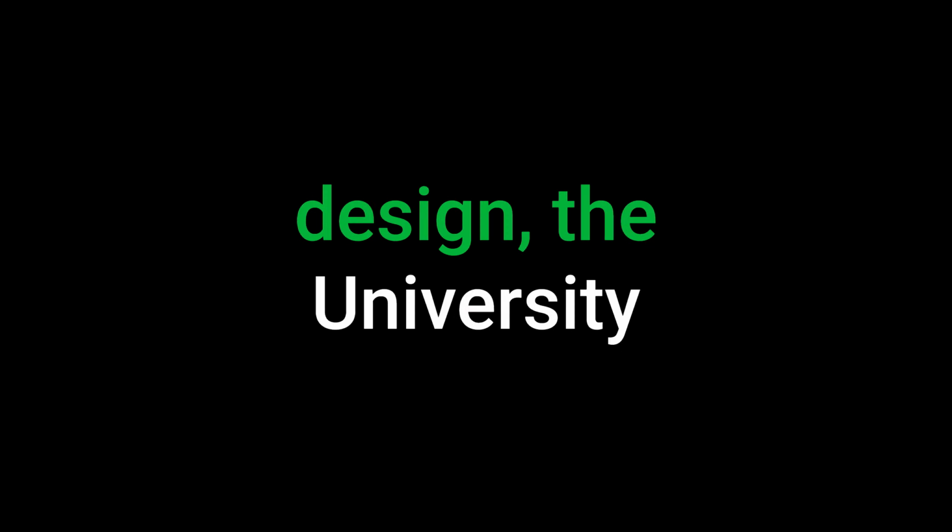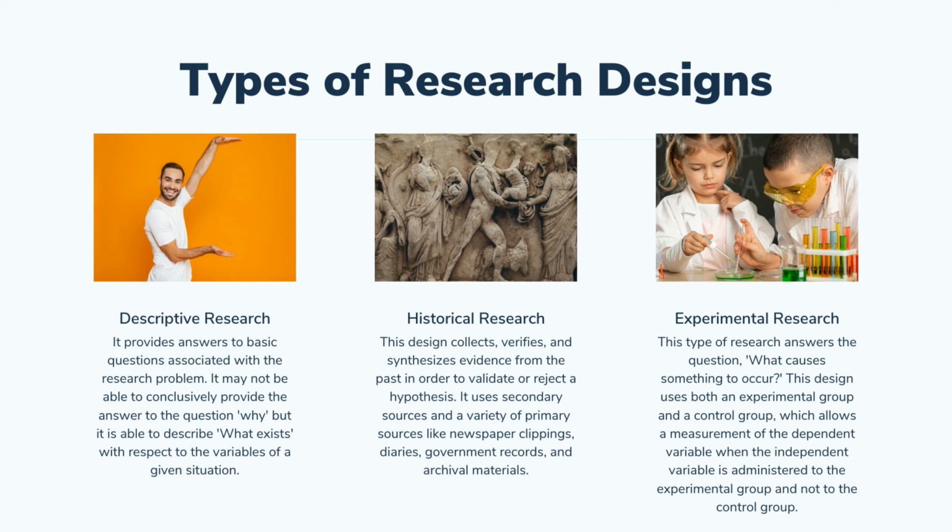As you are aware of the significance of research design, the University of South Carolina Libraries provides examples of different research designs and their respective characteristics. Descriptive research. It provides answers to basic questions associated with the research problem. It may not be able to conclusively provide the answer to the question why, but it is able to describe what exists with respect to the variables of a given situation. Example, a descriptive study of the factors that lead to domestic violence.